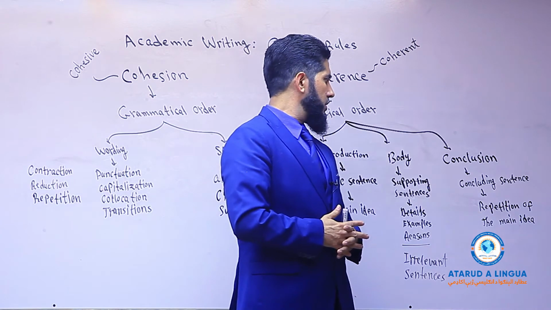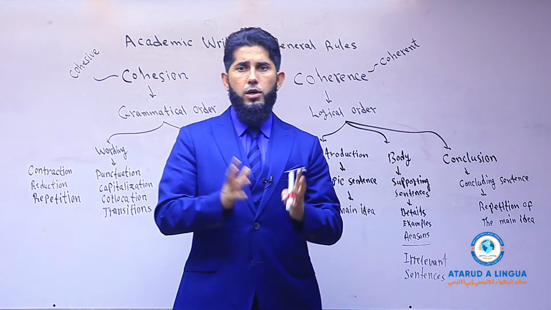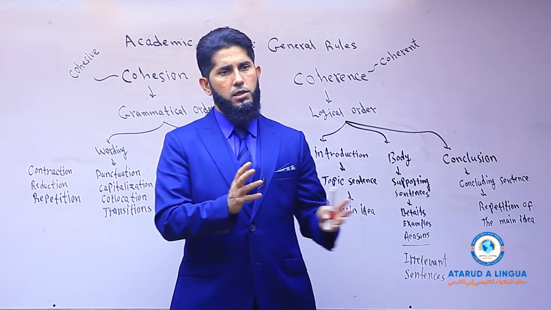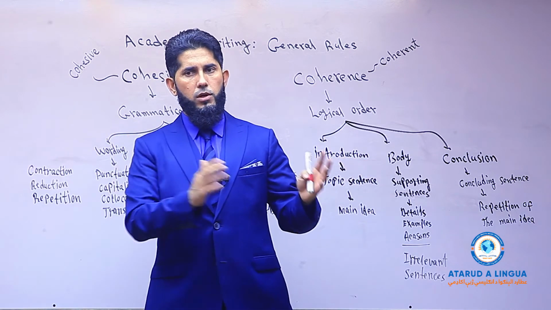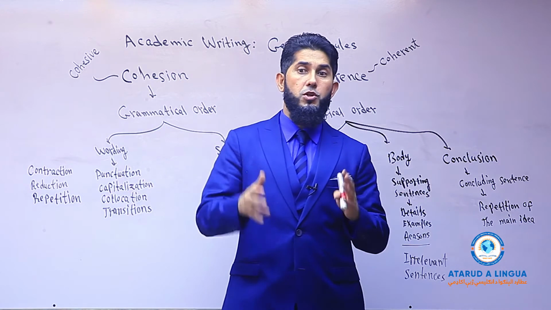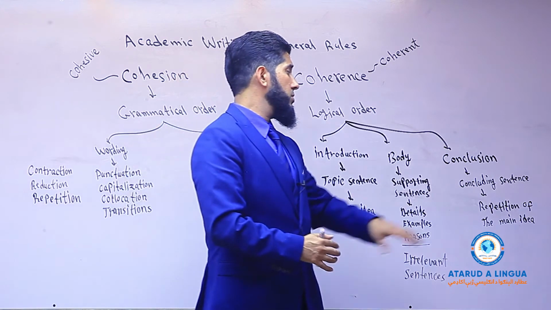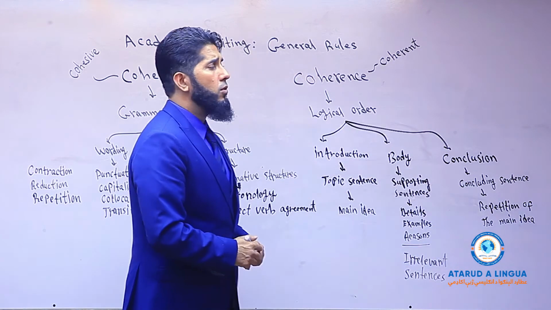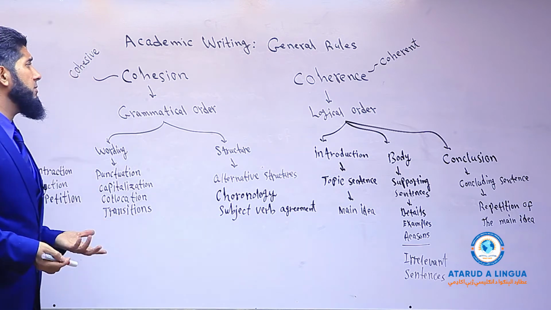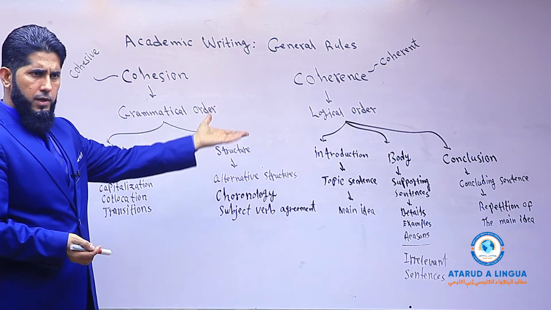Some of them are used to conclude your composition: to conclude, as a conclusion. As a conclusion, I would like to state. To conclude, I would like to state. To sum up. These are the transitional words and phrases which can be used to conclude your paragraph. So this much is enough about the general rules of academic writing.